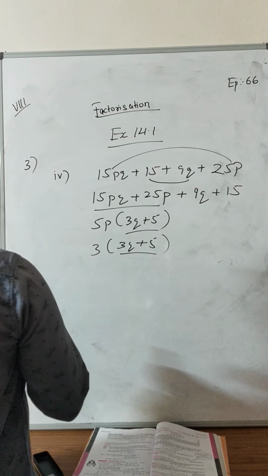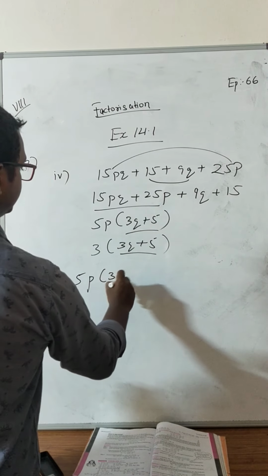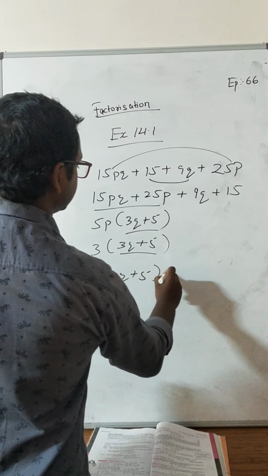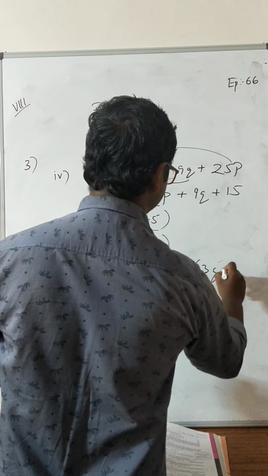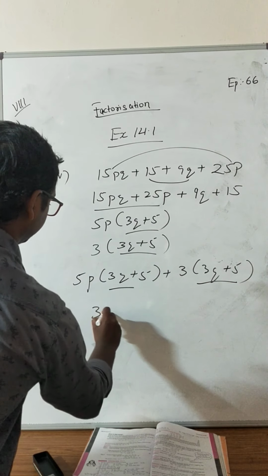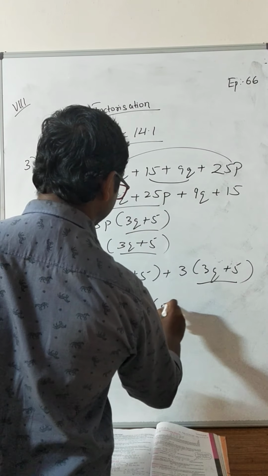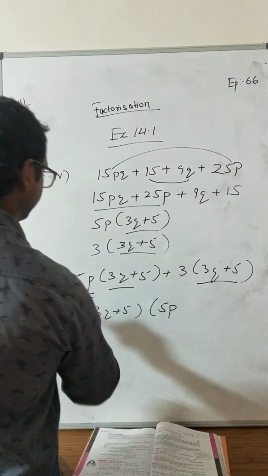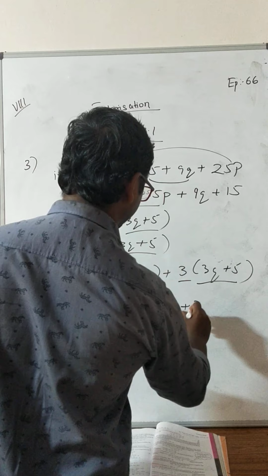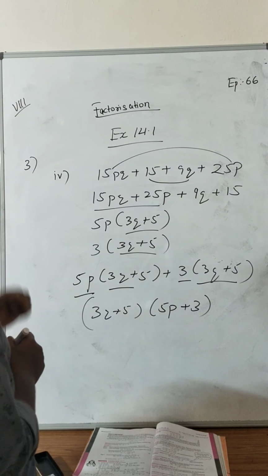So now let us write them in order: 5p(3q plus 5) plus 3(3q plus 5). Here we are going to take 3q plus 5 as common because these are two different terms. Here we will be left with 5p and here we will be left with 3. So the final answer that we are getting is (3q plus 5)(5p plus 3).